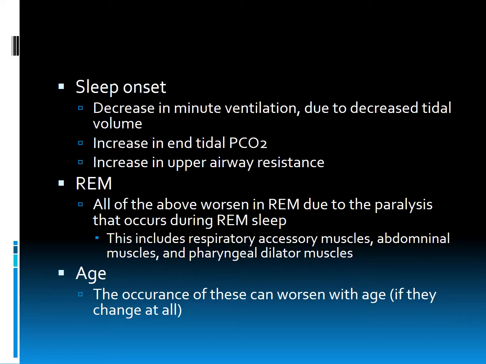Age, as we get older, all of these things worsen if they change at all. They may stay the same, but if they're going to change at all, they're just going to get worse as we age. Part of this is because as we age, we lose muscle tone. That's just a natural process of aging. And so if we lose more tone, then as those muscles relax, that's even heavier on the body, so that increases the possibility of upper airway collapse. Let's go on to our next slide.